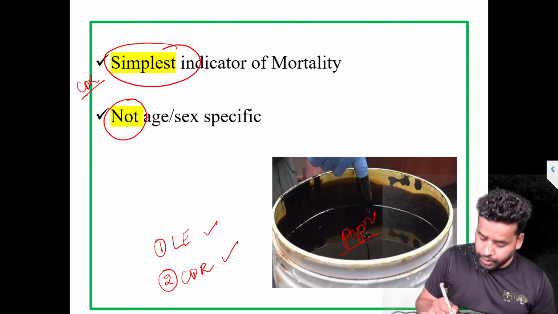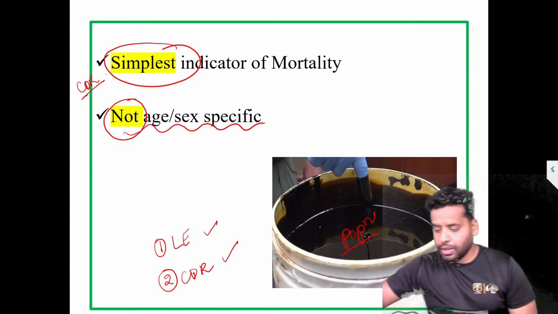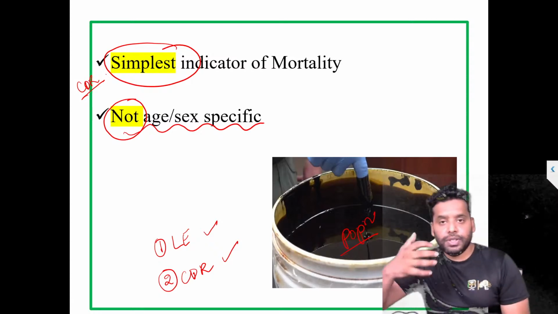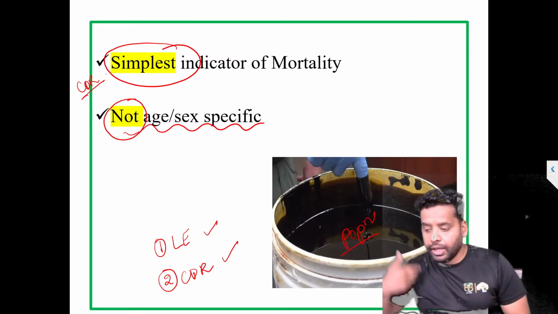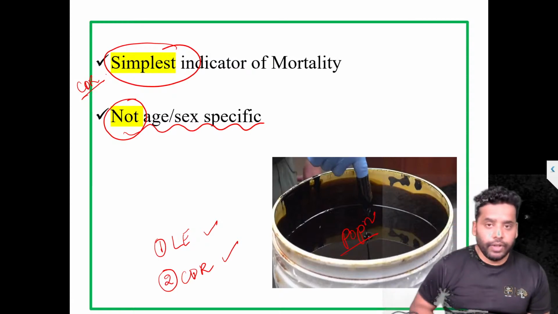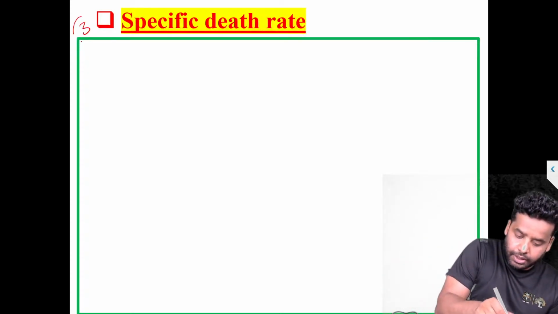Yes, good. Now tell me, if I want to know which age group is having more risk of death, what indicator has to be used? Very easy question I'm asking. What indicator do we need to use? Specific death rates. Yes, give number 3.